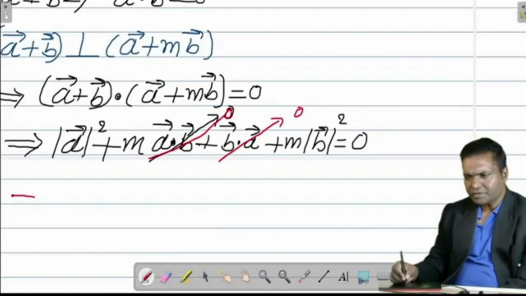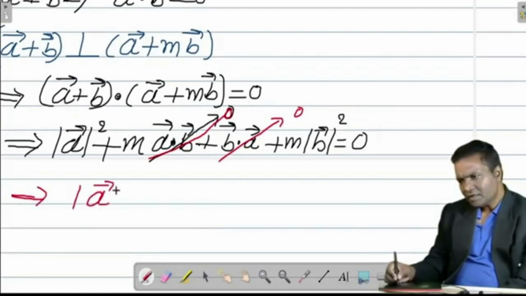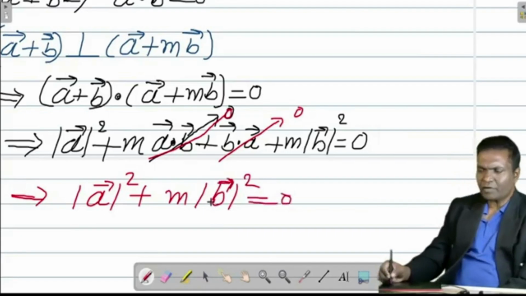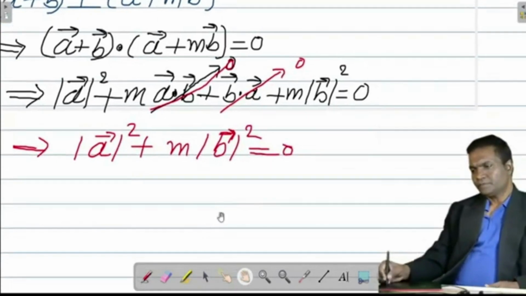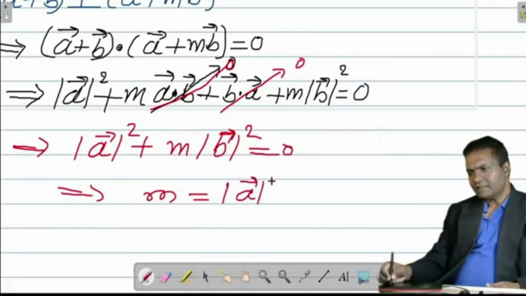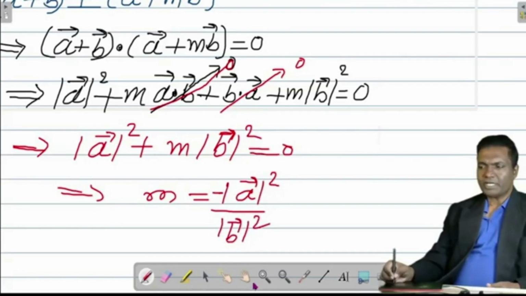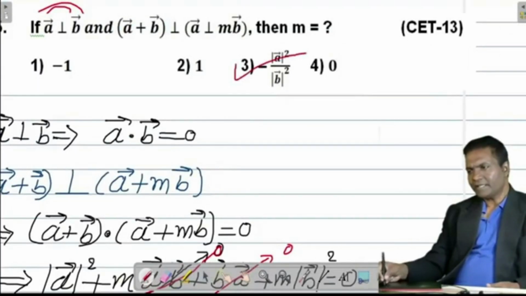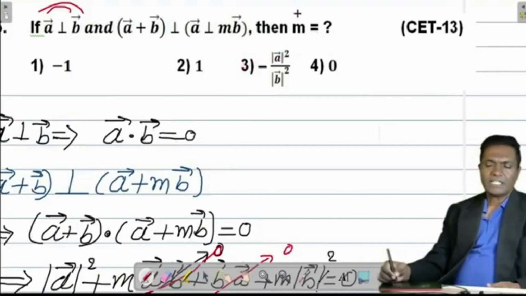So what are we left with? Magnitude of A square plus m into magnitude of B square equals 0. Okay, from this you can very easily calculate m. So what does it imply? Your m equals, if you transfer this side, minus magnitude of A square divided by magnitude of B square. So this is your correct answer. You can check your answer. Option 3 is the correct one. Okay, so this is the correct one. Let's move on to the next.